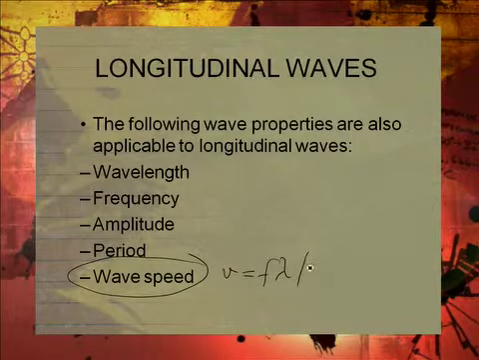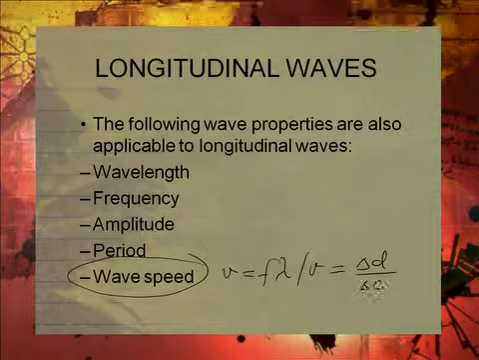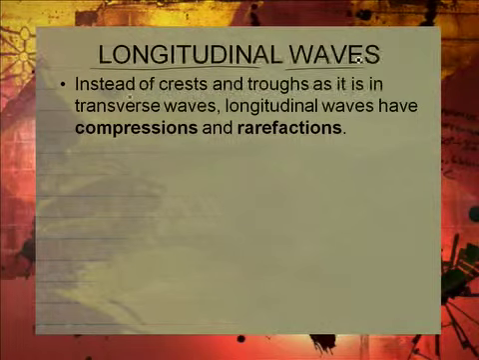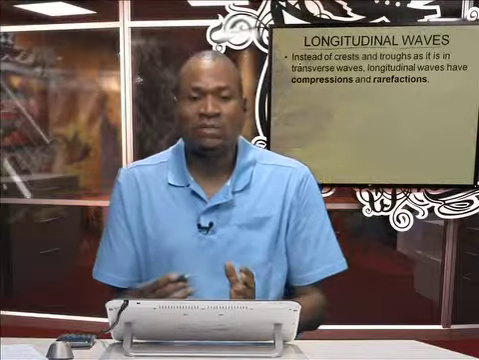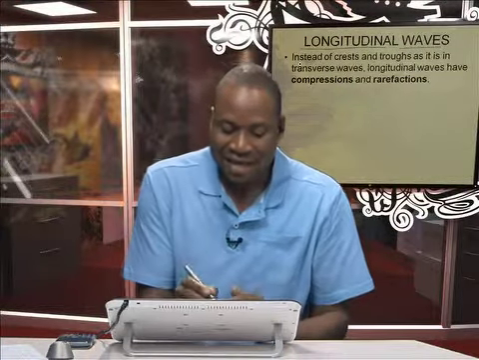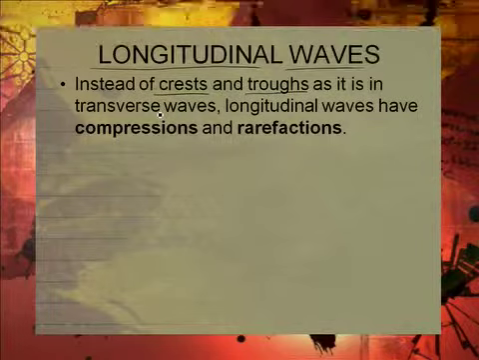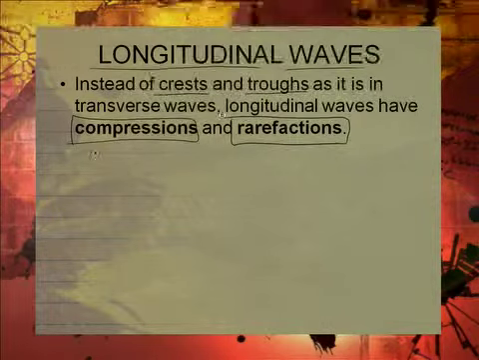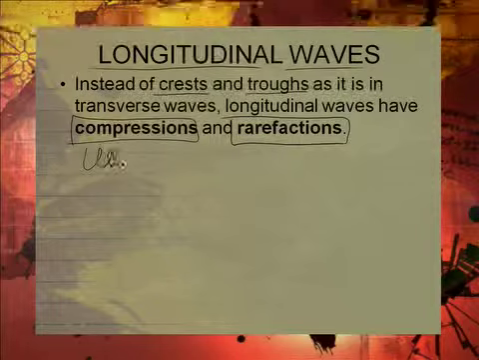Remember, we can use the distance covered by a wave motion divided by the time it took. The wave speed applies here. Okay, moving on, still describing these longitudinal waves. Remember from the transverse waves we had the troughs and the crests. But instead of crests and troughs, for longitudinal waves we have what we call compressions and rarefactions.